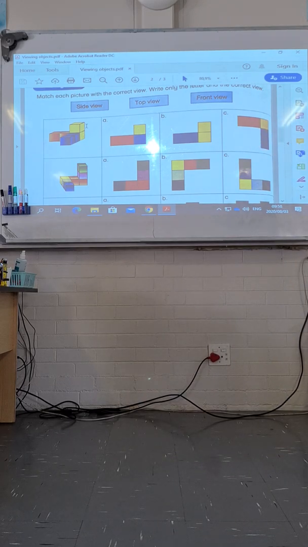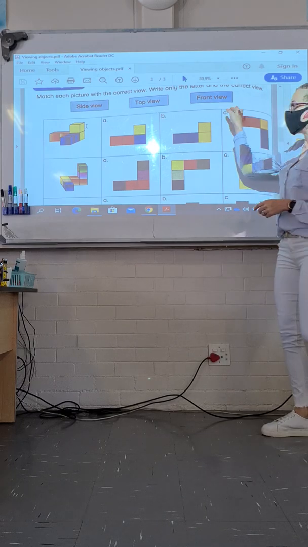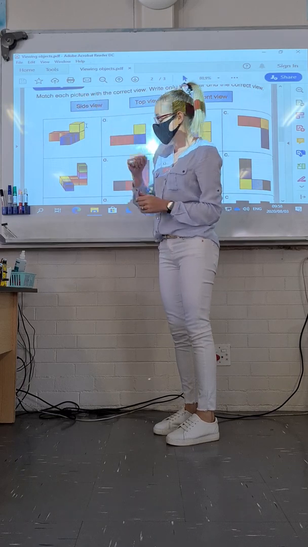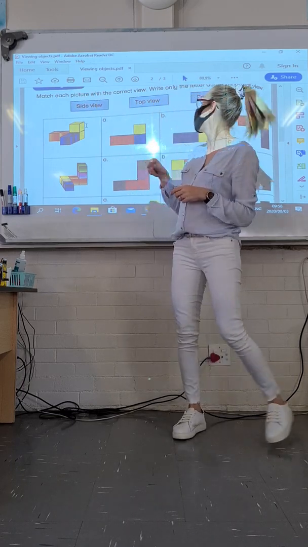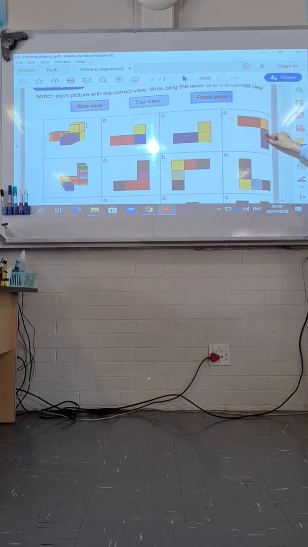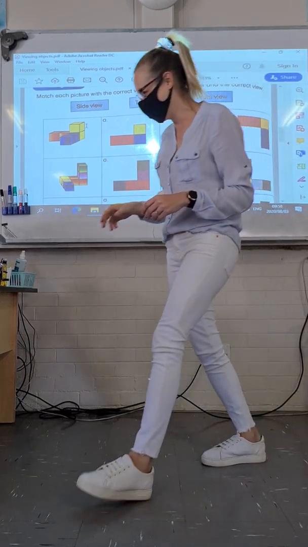And our last one, what do you think, Alwandi? You think it is the top view? I would definitely agree, because if I had to look down at that shape, I would see two red, two blue, and the yellow. There's our two red, our two blue, and the yellow.